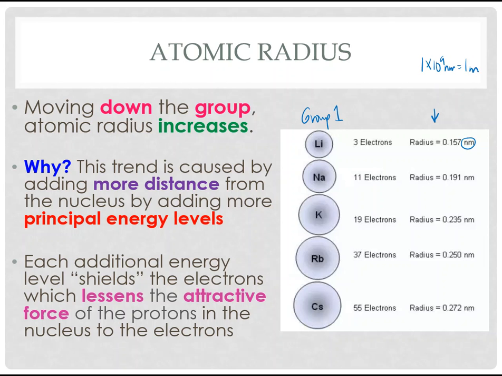nanometers equals 1 meter. So really, if we wanted to compare them in picometers, we can move it over to the right. So 157 picometers compared to 272 picometers for cesium. But it makes sense that cesium would be the largest and lithium would be the smallest in terms of the number of principal energy levels and also the number of electrons.